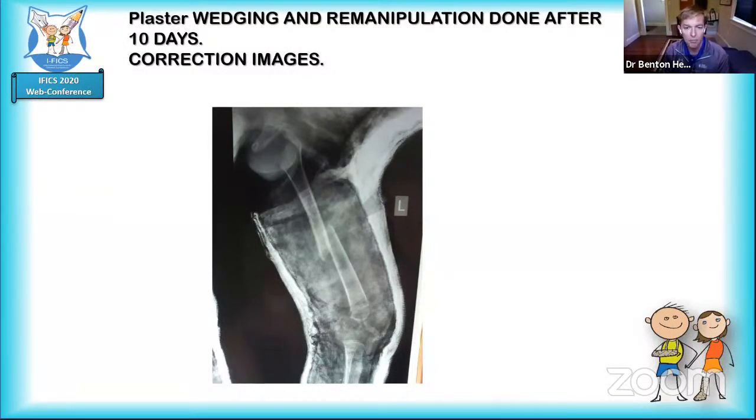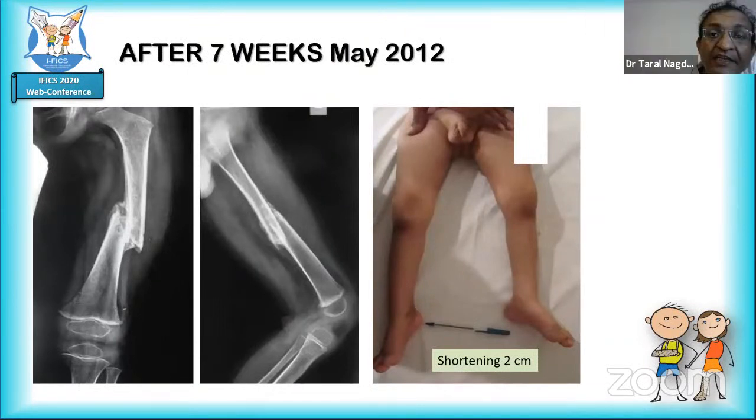So the slight recurvatum could be addressed with wedging of a spica cast, but this is close to potentially leading to a leg length discrepancy. So you're right, he did have a leg length discrepancy of 2 centimeters. The alignment got fairly well corrected.